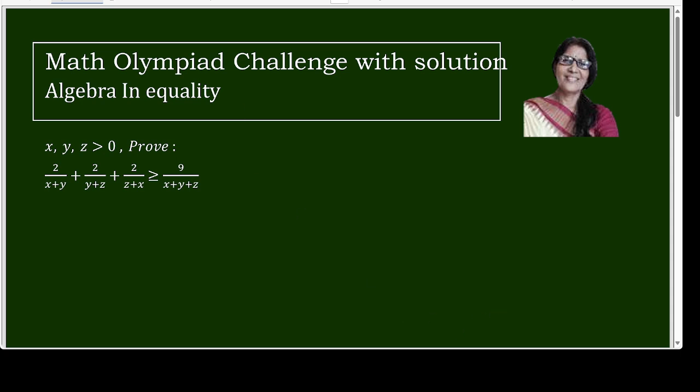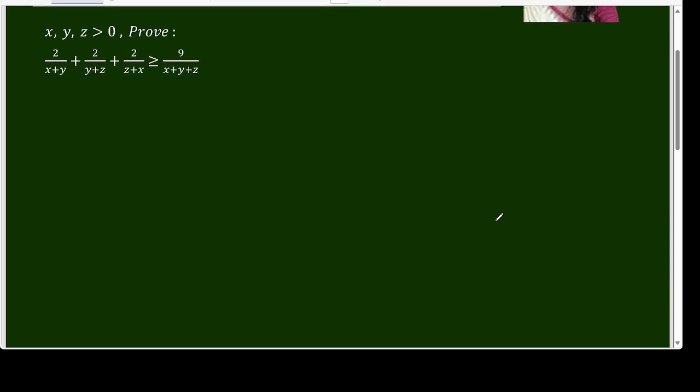So today I have taken a Maths Olympiad challenge. The question is from algebra inequality: x, y, z all greater than 0. Prove that 2 over x plus y plus 2 over y plus z plus 2 over z plus x is greater than or equal to 9 over x plus y plus z. So this question we can solve very easily if we take this one inequality.